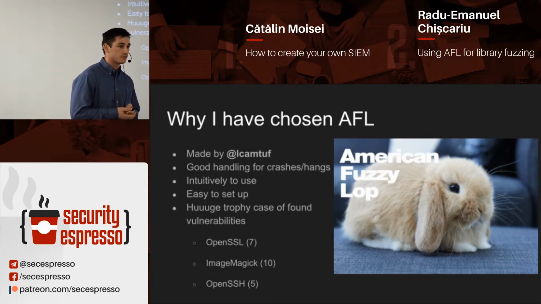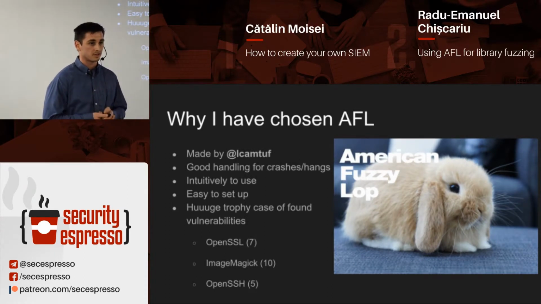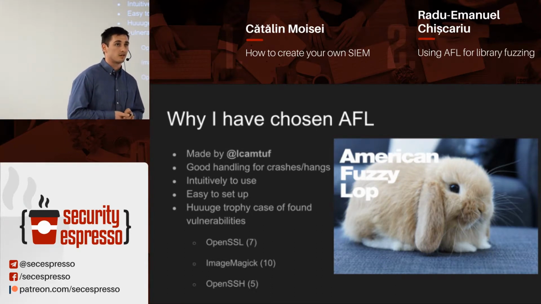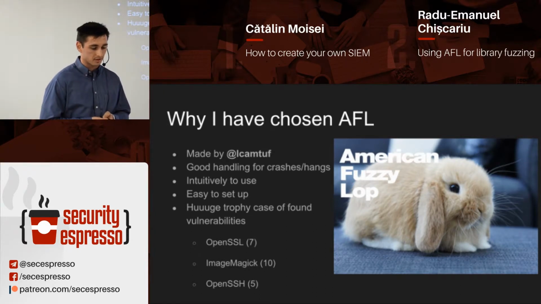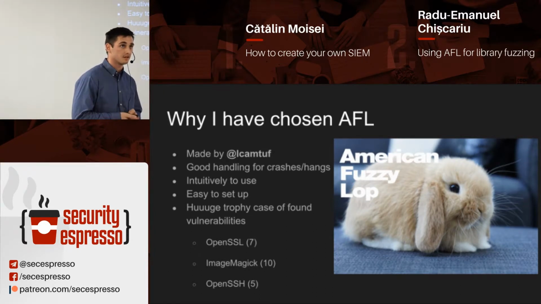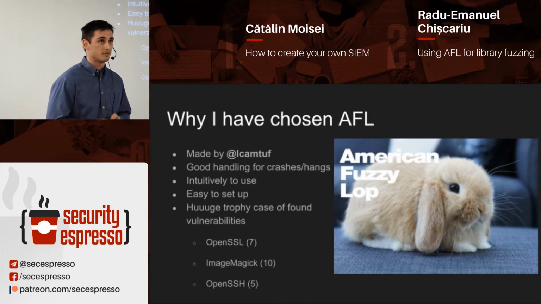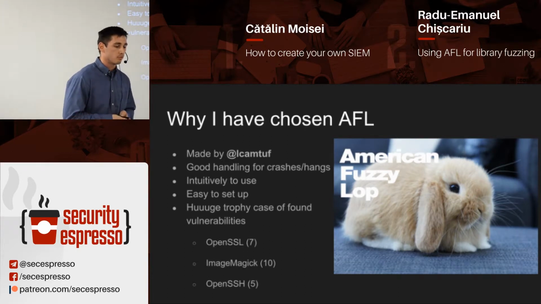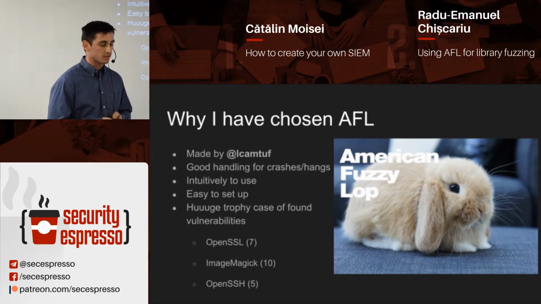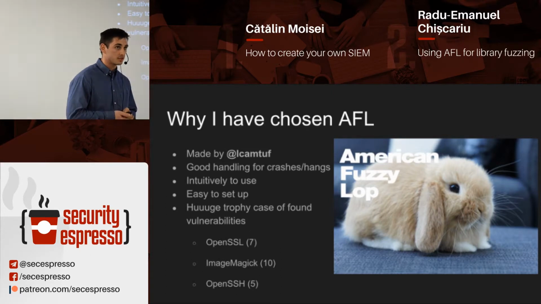So as we saw earlier, there are a lot of fuzzers, and I've chosen to conduct my investigation using American Fuzzy Lop, which, except for being a rabbit breed, is a fuzzer developed by Michal Zalewski, a Google security researcher. He came up with this amazing tool that employs genetic algorithms in order to do fuzzing, so it's genetic based pretty much.